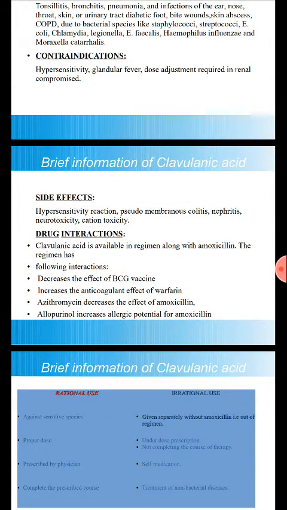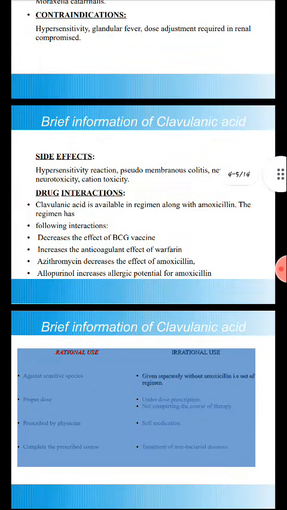The side effects that many people go through are hypersensitivity reactions, pseudomembranous colitis, nephritis, neurotoxicity, and cation toxicity. This means it affects the kidneys as well as the CNS and the GI tract, and there is cation toxicity. The drug interactions are as follows. It decreases the effects of BCG vaccine. It increases the anticoagulant effect of warfarin. Azithromycin decreases the effect of amoxicillin, so we cannot give the two drugs together.